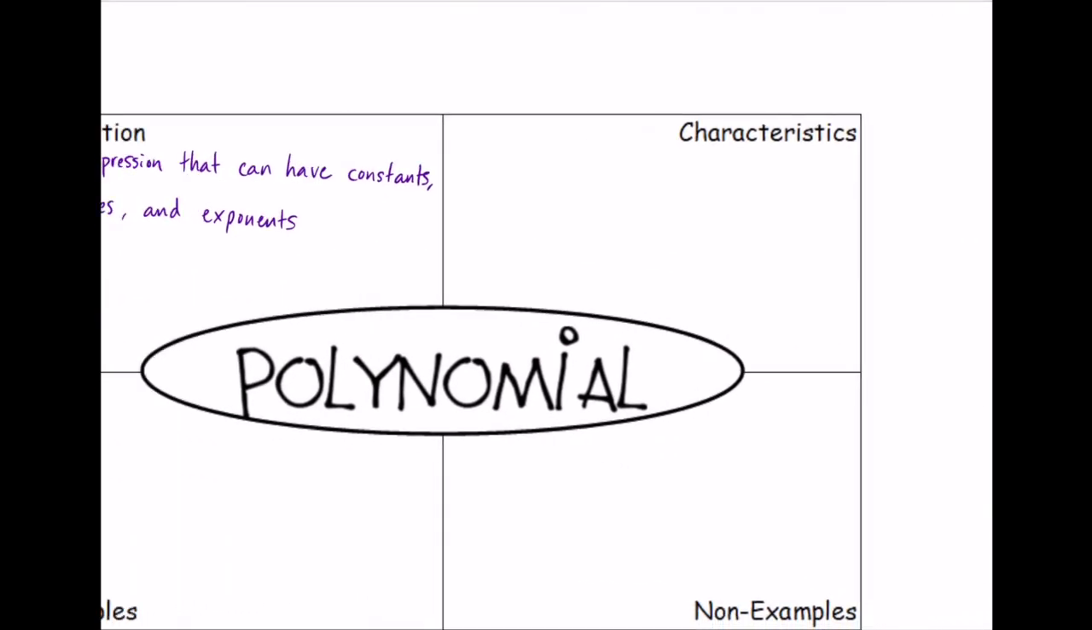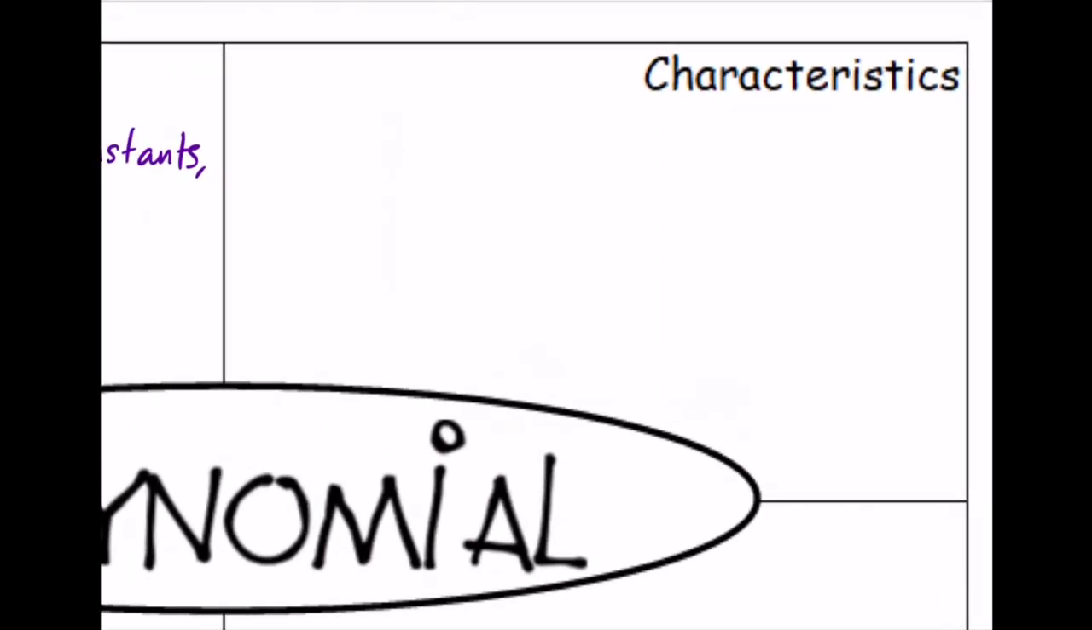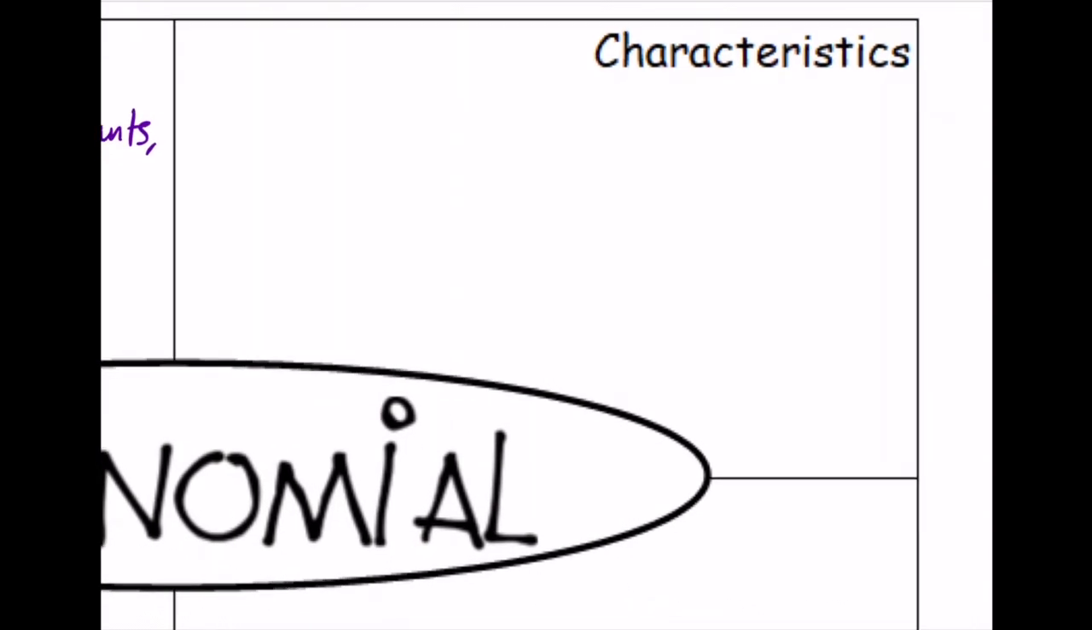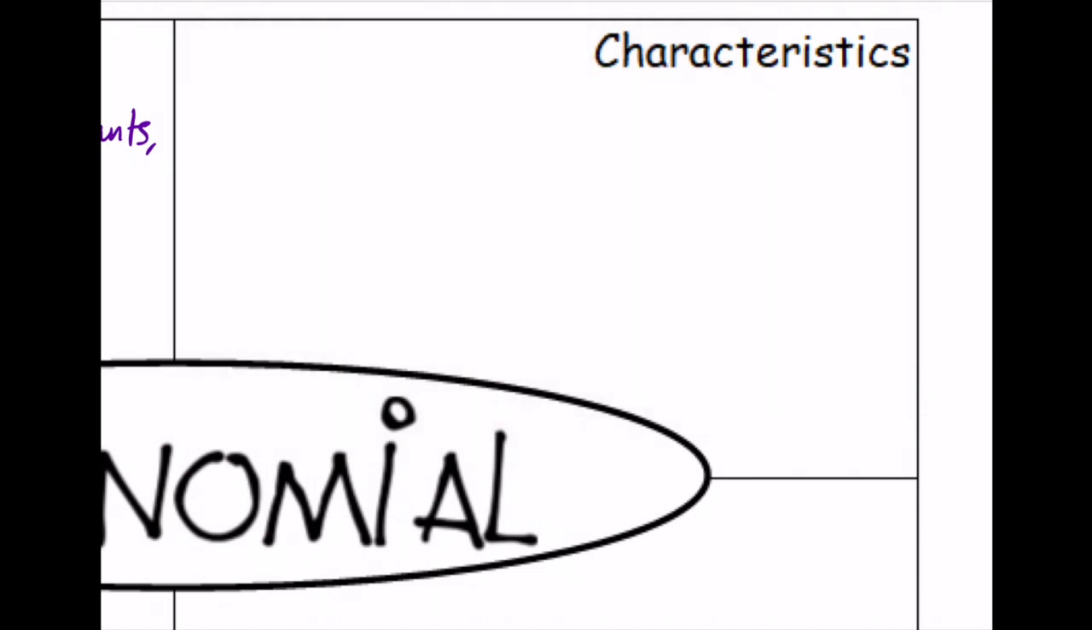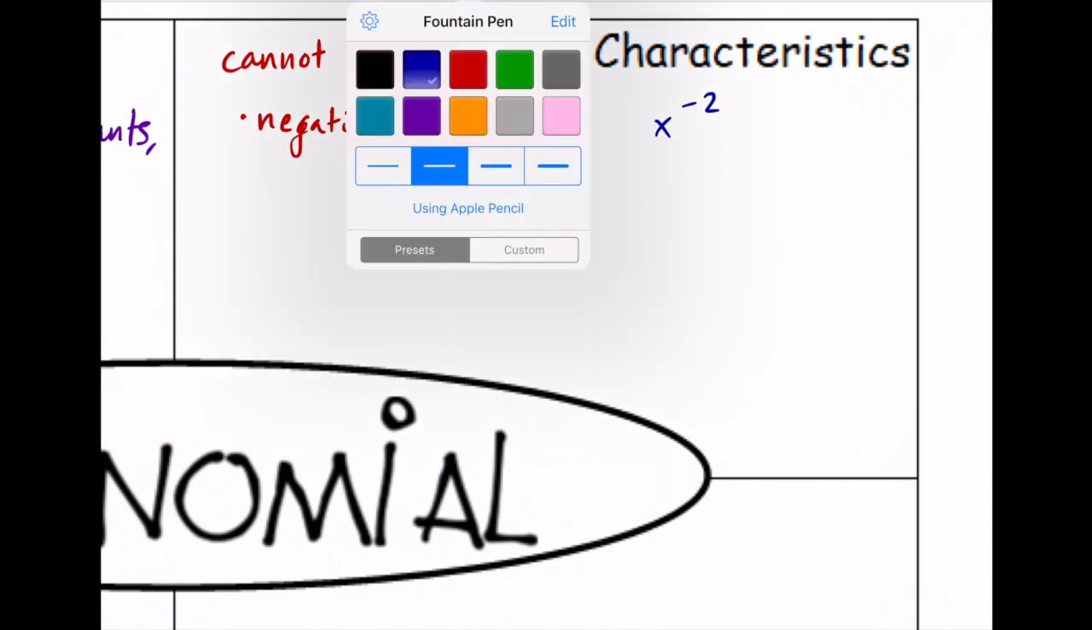All right, let's take a look at some characteristics of a polynomial. It's easiest to talk about what a polynomial cannot be. So, a polynomial cannot have negative exponents. Let's see what that would look like. An example would be like x to the -2 power. Anytime we have a negative exponent, we just say, oh, that's not a polynomial. We're not going to see anything like that.